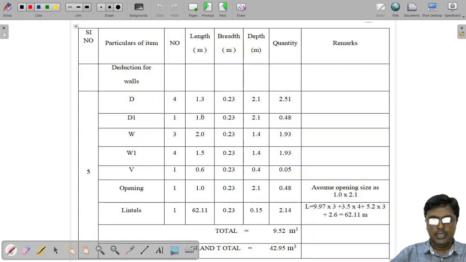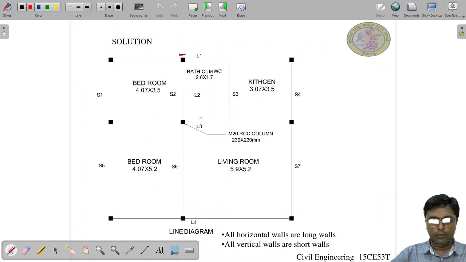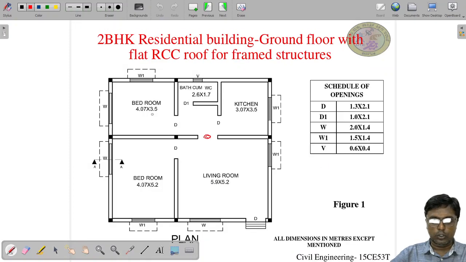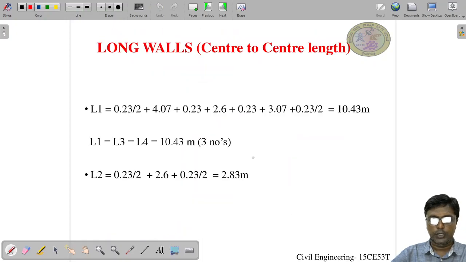Okay, so this is pretty easy. What we have to do is just go to the plan or the line diagram and select all the internal dimensions of the building one by one. So let us go one by one. Living room 5.9 into 5.2, bedroom 4.07 into 5.2. You can see here.